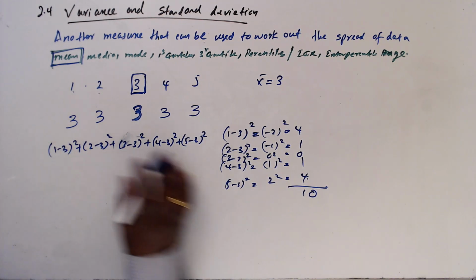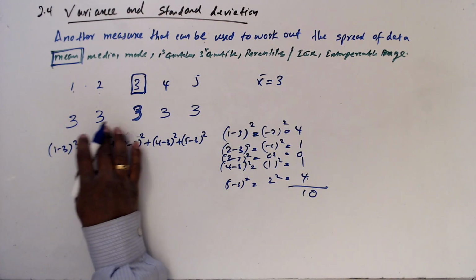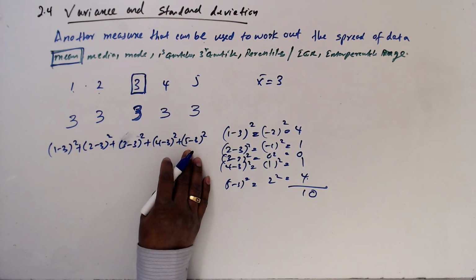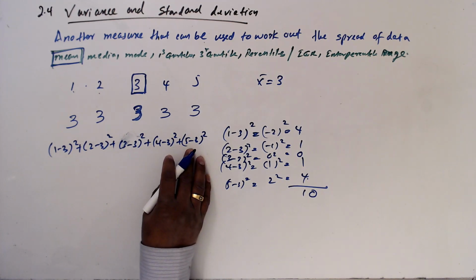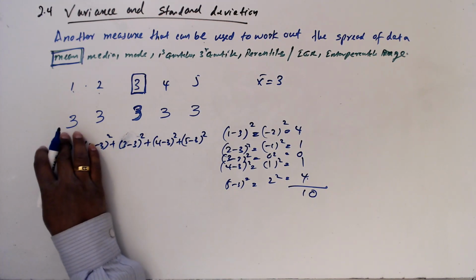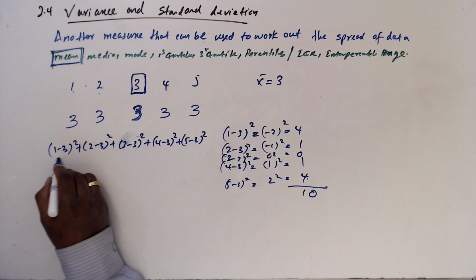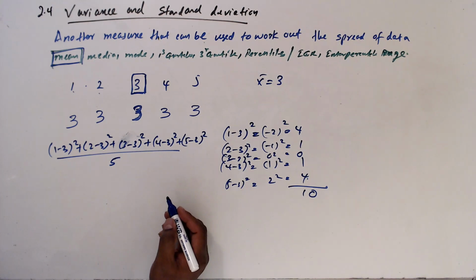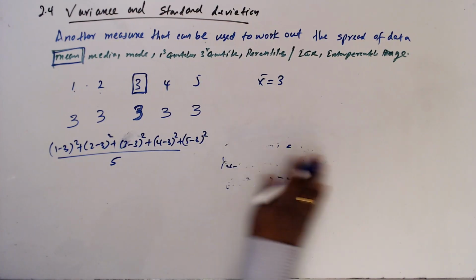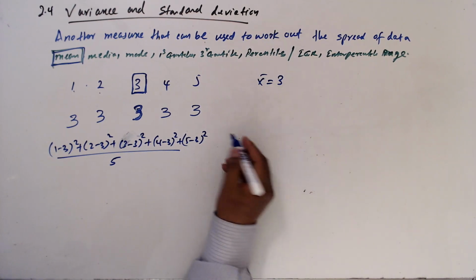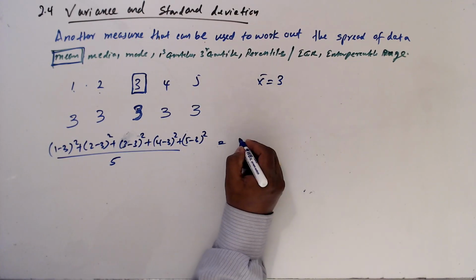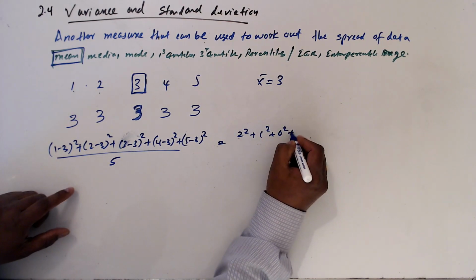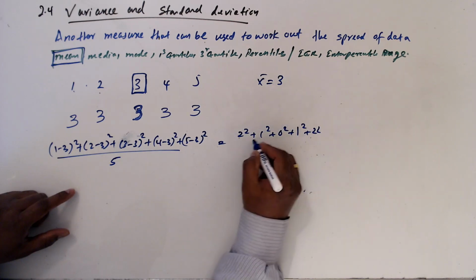This is for how many values? This sum of squared differences is for 5 values. So if I want to find one value, I will divide by 5. So in terms of here, I am dividing. We found out this value is 10. So this is 2 squared, 1 squared, 0 squared, 1 squared, and 2 squared over 5.